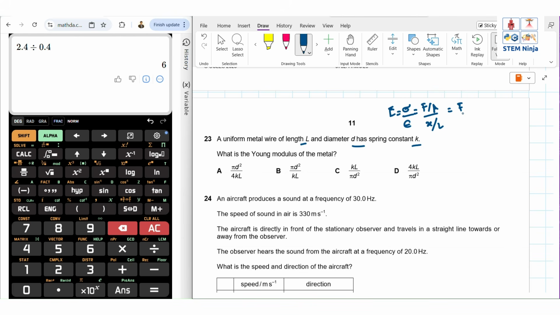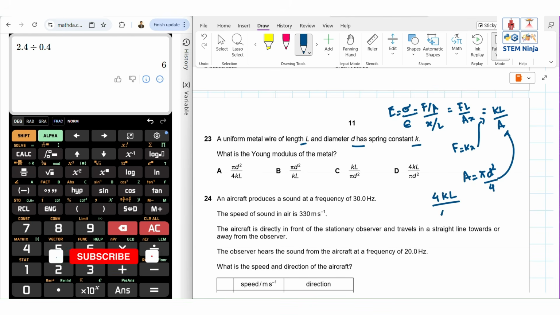So that gives F over A, over x over L. F is equal to Kx. So once we replace that over here, this would become KL over A. Okay, and cross-sectional area is pi d squared over 4. So once we replace this inside, you will have 4kL over pi d squared. So that would be D.